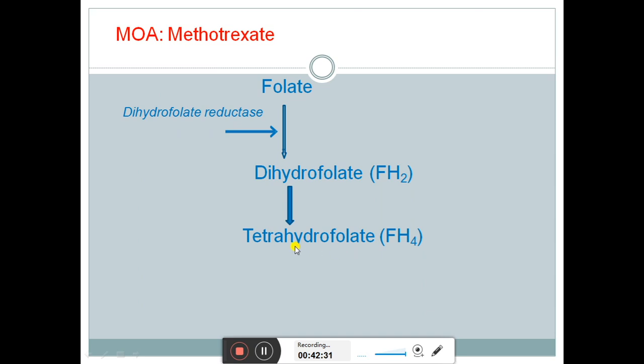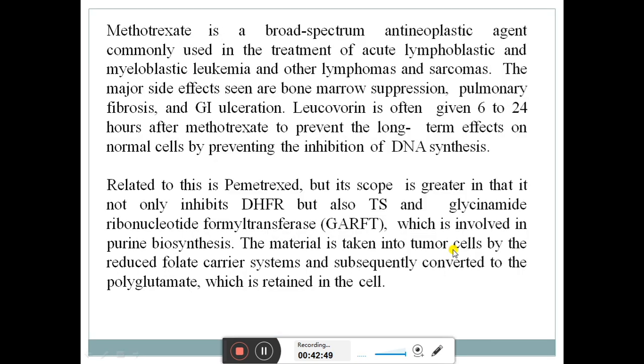And what is the use of that tetrahydrofolate? Just now we have seen that this tetrahydrofolate is used as a cofactor for the synthesis of thymidine, and that thymidine is a basic important molecule for DNA synthesis. Okay, so everyone got this point? Okay, so this is the basic mechanism of action of this antimetabolite.